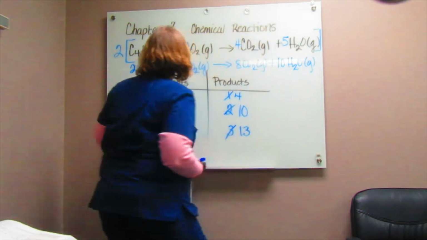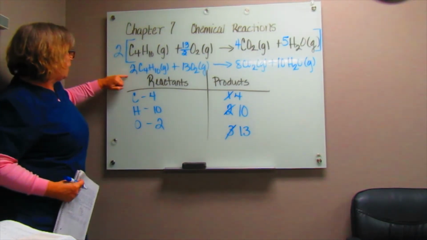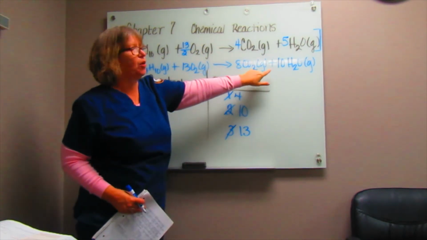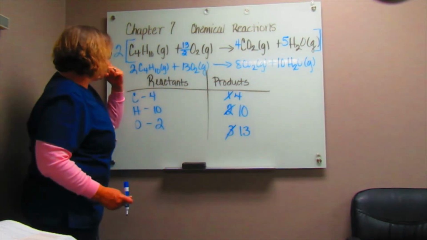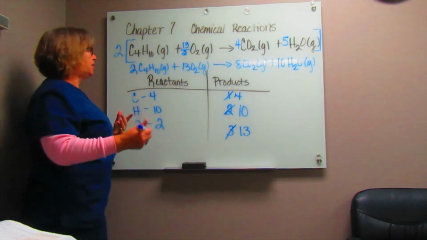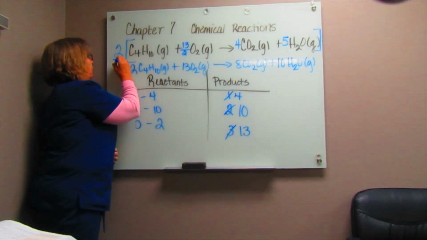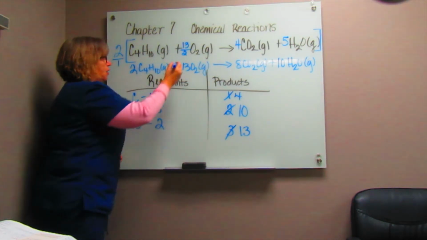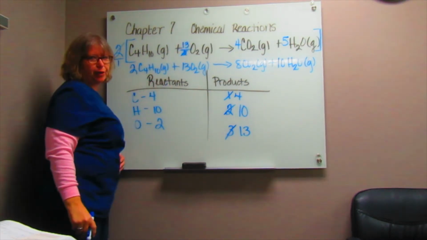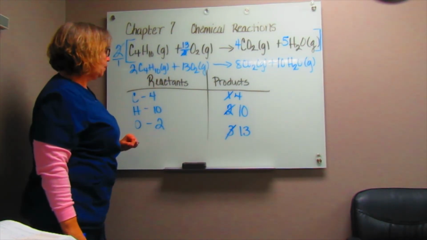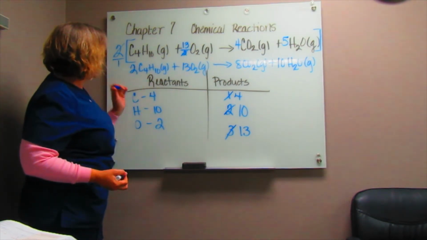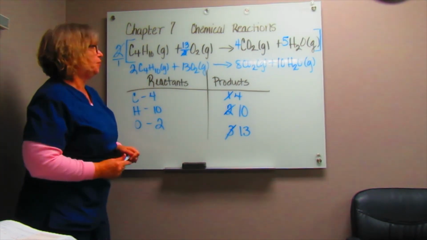So basically, we just took this 2 and multiplied it by every coefficient of every compound in this equation. As you can see, I did not multiply the 2 by the 13 because when you look at it, this is 2 over 1. So this canceled out, and that just made it 13 over 1. Okay? So if we look at this again, we can actually say that this is a balanced chemical equation.